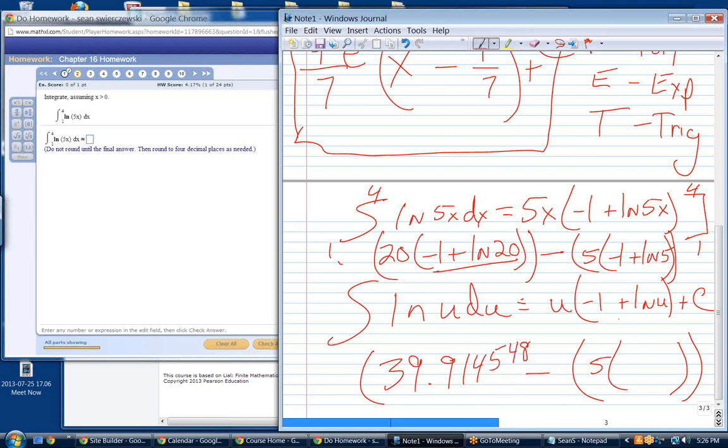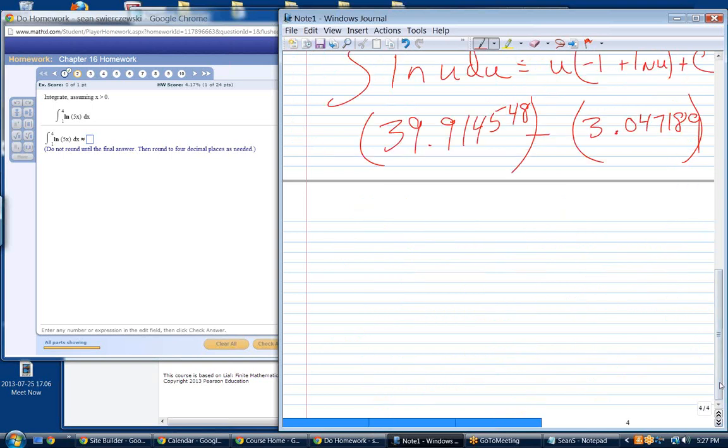Okay. And how about the second part? The 5 times, that was, you did multiply that by 20, right? Mm-hmm. Okay. And how about the minus 1 plus natural log of 5 multiplied by 5? 3.047188.956. Okay, I think 6 will guarantee us accuracy. So now, can you take this first number minus this second number? Mm-hmm. 4 decimal places. Okay, so 36.8675. You rounded off already? Yes. That should be it.